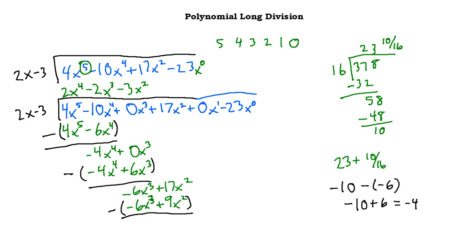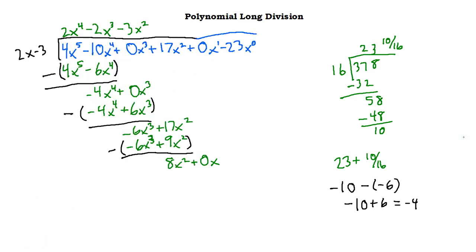And when we do, we get 17 minus 9. So that'll be positive 8x squared. And then we drop the 0x. There we go. And now we can do the next multiplication.